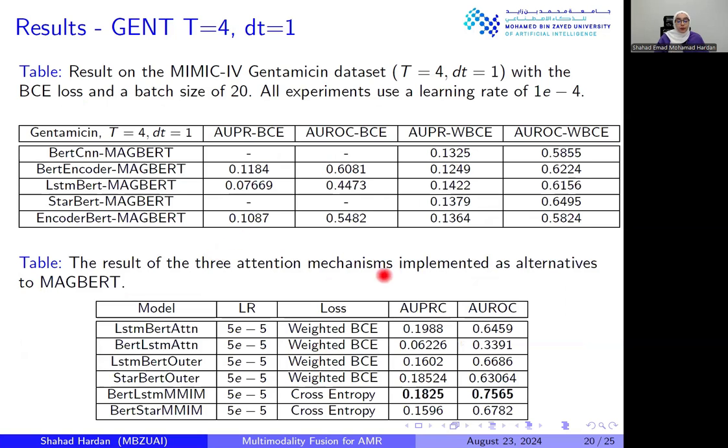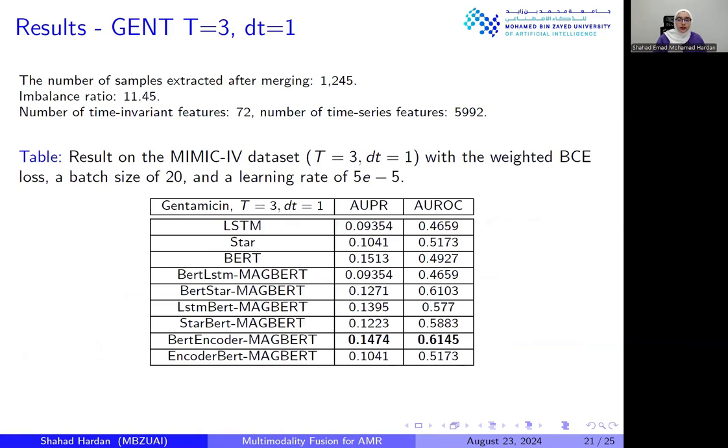So the one that outperformed all the results is the model that had BERT for encoding the text as the main modality, LSTM for encoding time series, and then multi-modal Infomax for fusing these two modalities. It gives us an AUROC of 0.75 and AUPR of 0.18. So now we're done with the cohort of the prediction time 4 hours. Let's move to 3 hours.